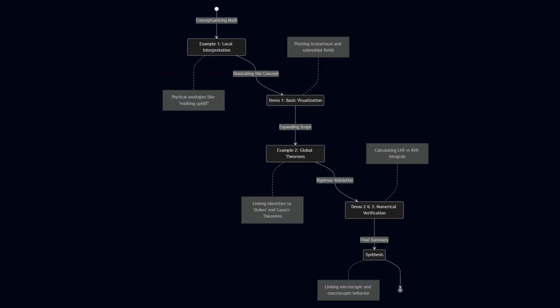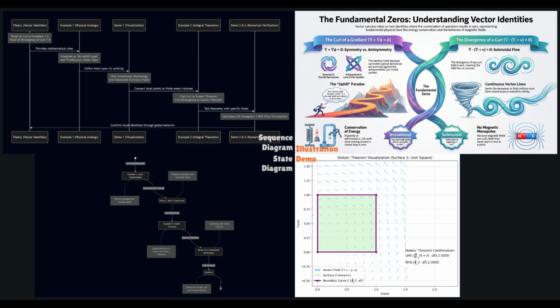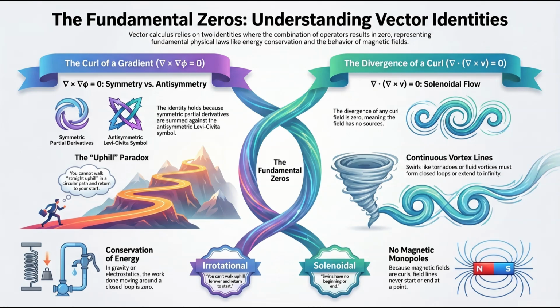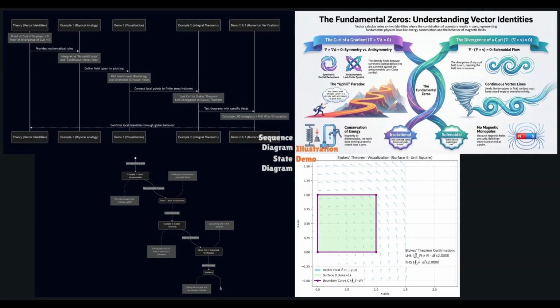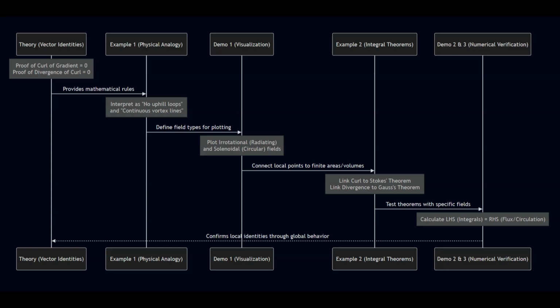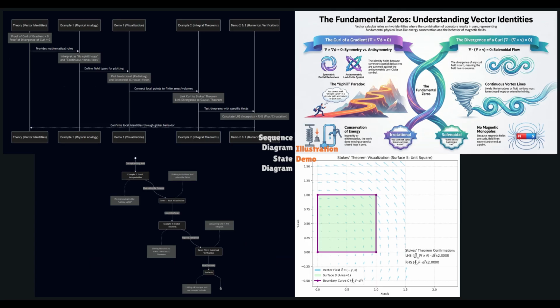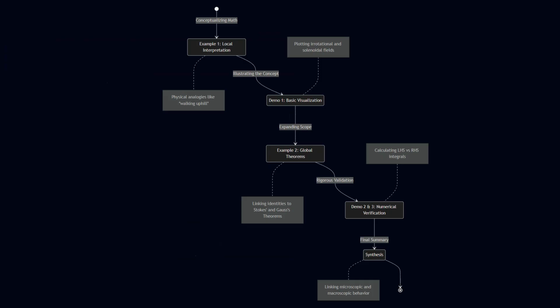The foundation: abstract logic. The process begins at the level of the derivation sheet, where the fundamental rules of vector calculus are established. At this stage, the focus is entirely on the internal logic of how different operations interact. By proving that certain combinations of swirl and slope always result in zero, the derivation sheet provides the rigid mathematical scaffolding upon which all physical interpretations are built.